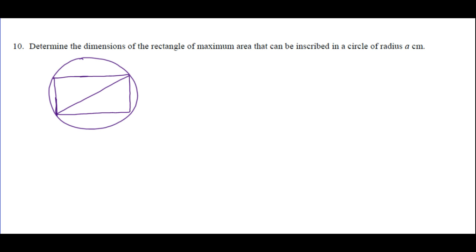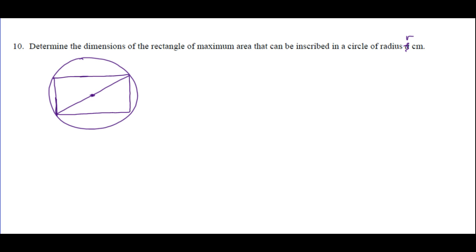So what are you going to do? Probably paint the picture. All right, so let's inscribe a rectangle inside a circle, and then let's draw the diagonal, which will go through the center of the circle. And we've got a radius of A. But really, why not use R?